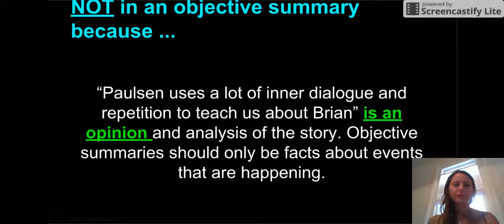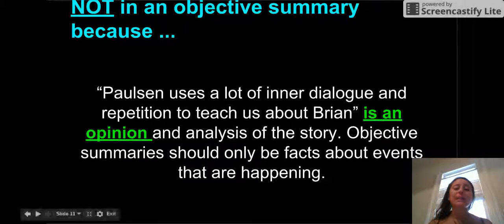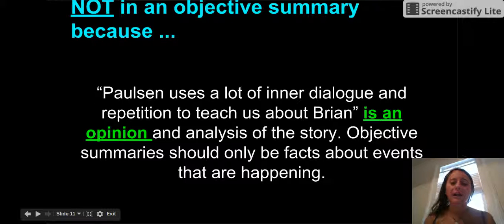This does not belong in an objective summary because Paulson uses a lot of inner dialogue and repetition to teach us about Brian. That is an opinion. That's our analysis of the story. We talked about this when we were analyzing our character Brian, but objective summaries should only be about facts and events that are happening in the story.